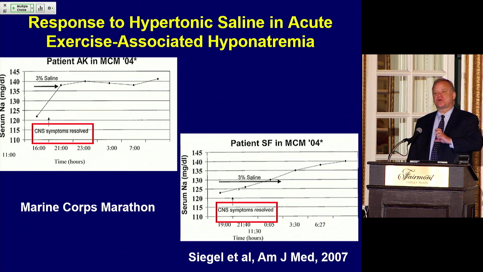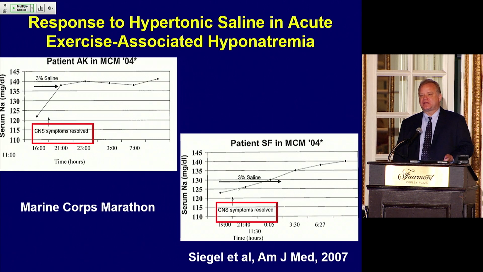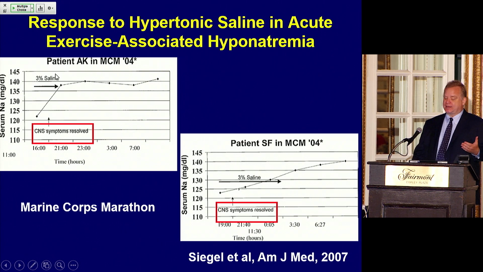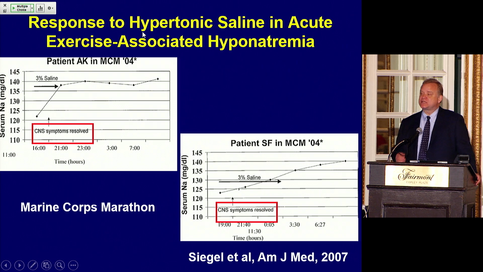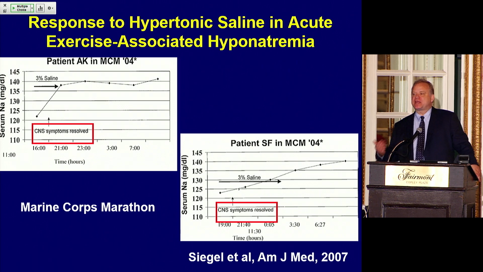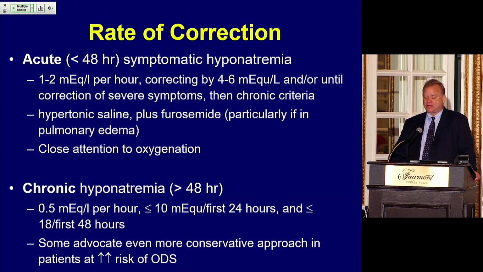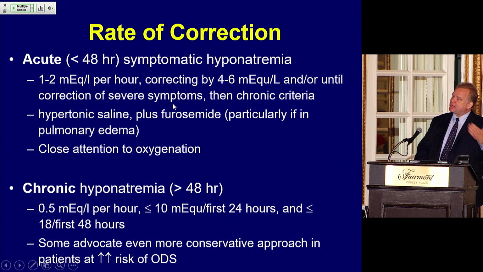The key point is, though, again, this phenomenon that if you increase sodium only a few points, patients will get out of danger. So this was the Marine Corps marathon, and when they gave point of care 3% saline, they saw a relatively rapid increase in sodium, but even before that, the patients felt better from the hypertonic saline. The rate of correction is not entirely clear. In acute hyponatremia, we probably should increase it by 1 to 2 milliequivalents per hour. There is now, however, this trend to give them a bolus of hypertonic saline right up front, as I'll mention in a minute.